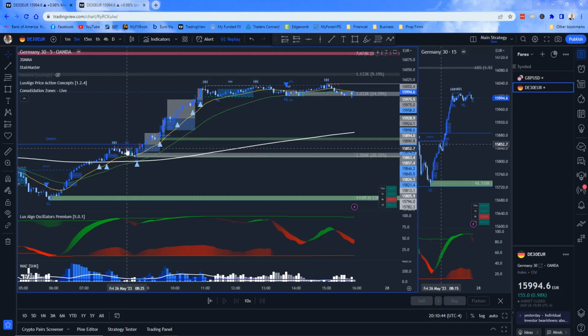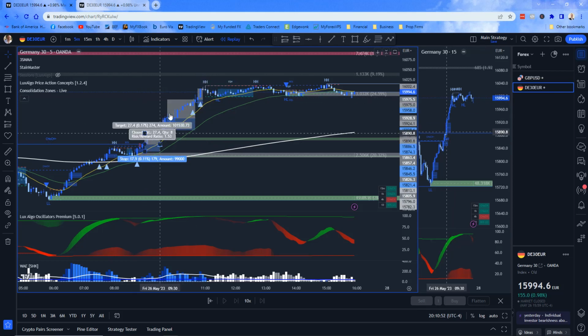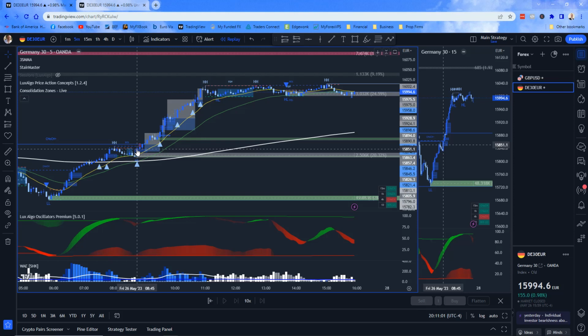Now, per Stairmaster rules, here's your most recent zone. You can see it didn't break out of that zone, so it's an invalid entry. And yes, I know in hindsight you could have taken it and it would have played out. But per the rules, that was not a valid entry, which helps prevent you from getting into a false signal like this. Again, at that candle, you did not have momentum and your volume didn't agree.